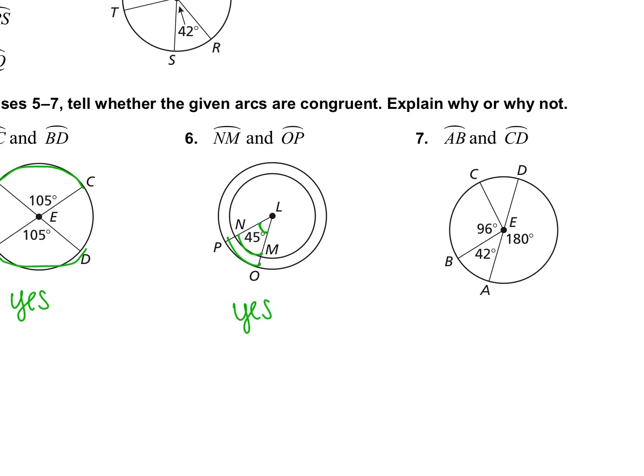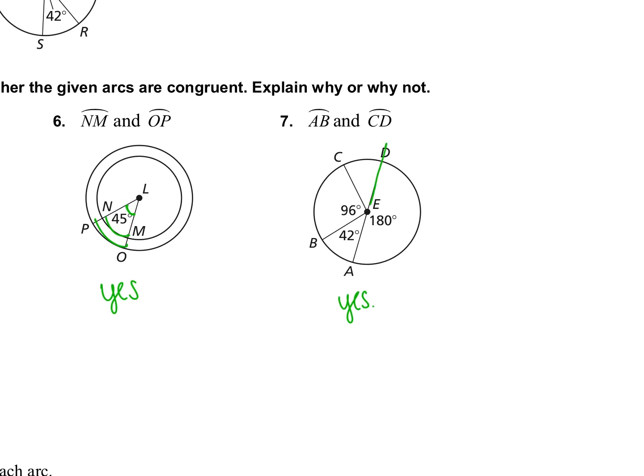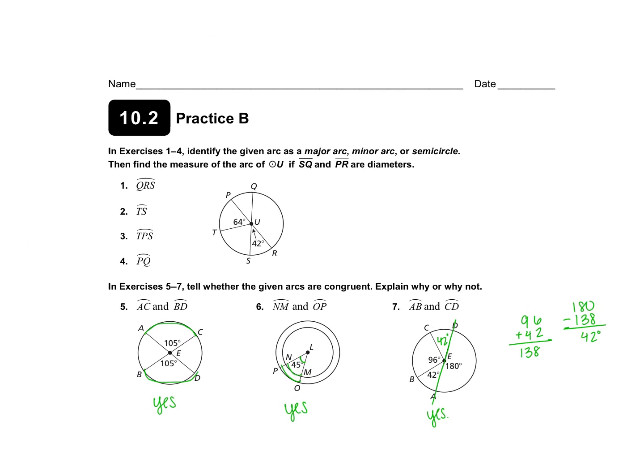And then looking at number 7, is it yes or no? It is a yes. How do I know it's a yes? I have to solve it. If this is 180, I need to figure out what the other angle is. 96 plus 42 is going to give me 138. Take that 138, subtract it from 180, and then I'm going to get 42 again. So it's a yes.